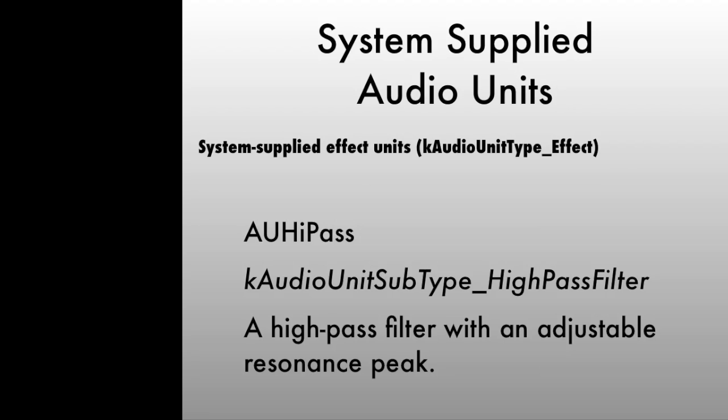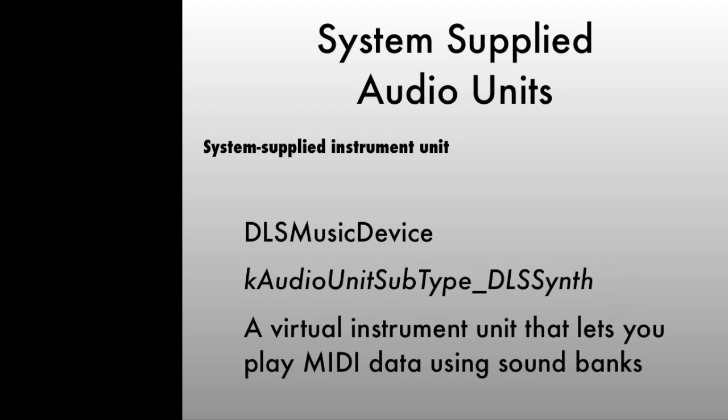So here are some of the audio units that come with OS X that you can use. These are just some examples. Here's an example of an effects unit. It's a high-pass filter. The documentation has the name of the filter, the constant that you use, and a full description. In this case, you pass it a resonance peak, and it'll filter your audio on the fly in real time.